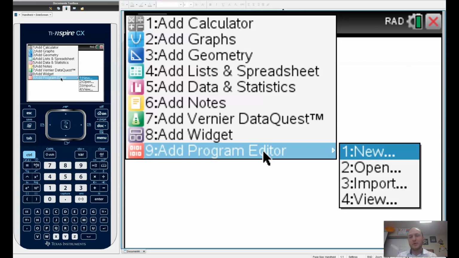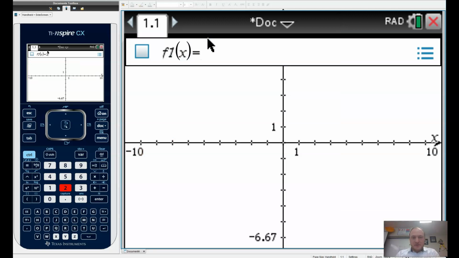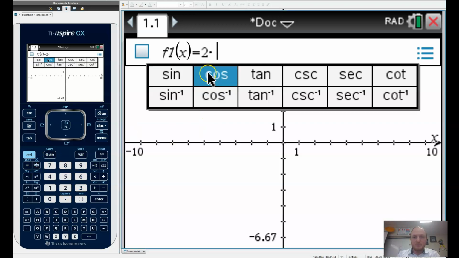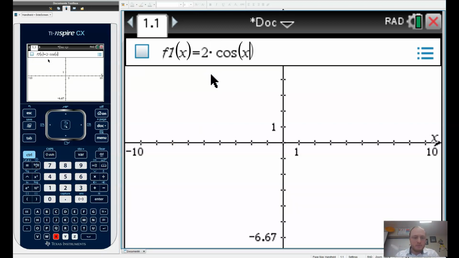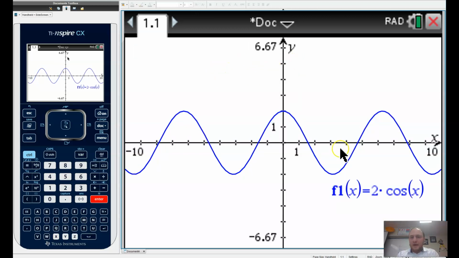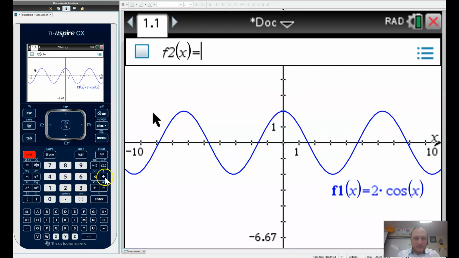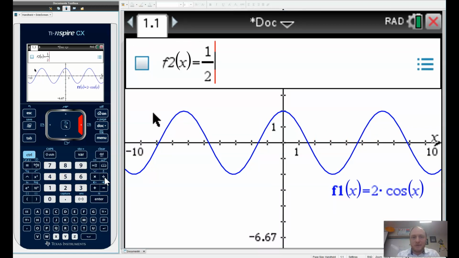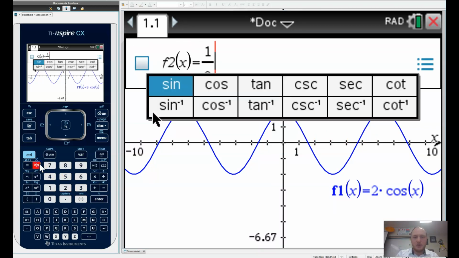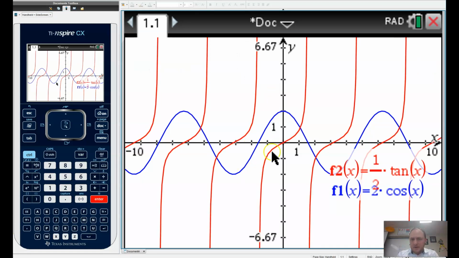So we're going to cruise on over to our TI Inspire, and I'm going to go ahead and graph these two functions. So we have 2 times cosine x. Okay, there's the function, and then I need a second function, 1/2, could use 0.5, tangent of x. Okay, and then x equals 0, which is of course our y-axis.